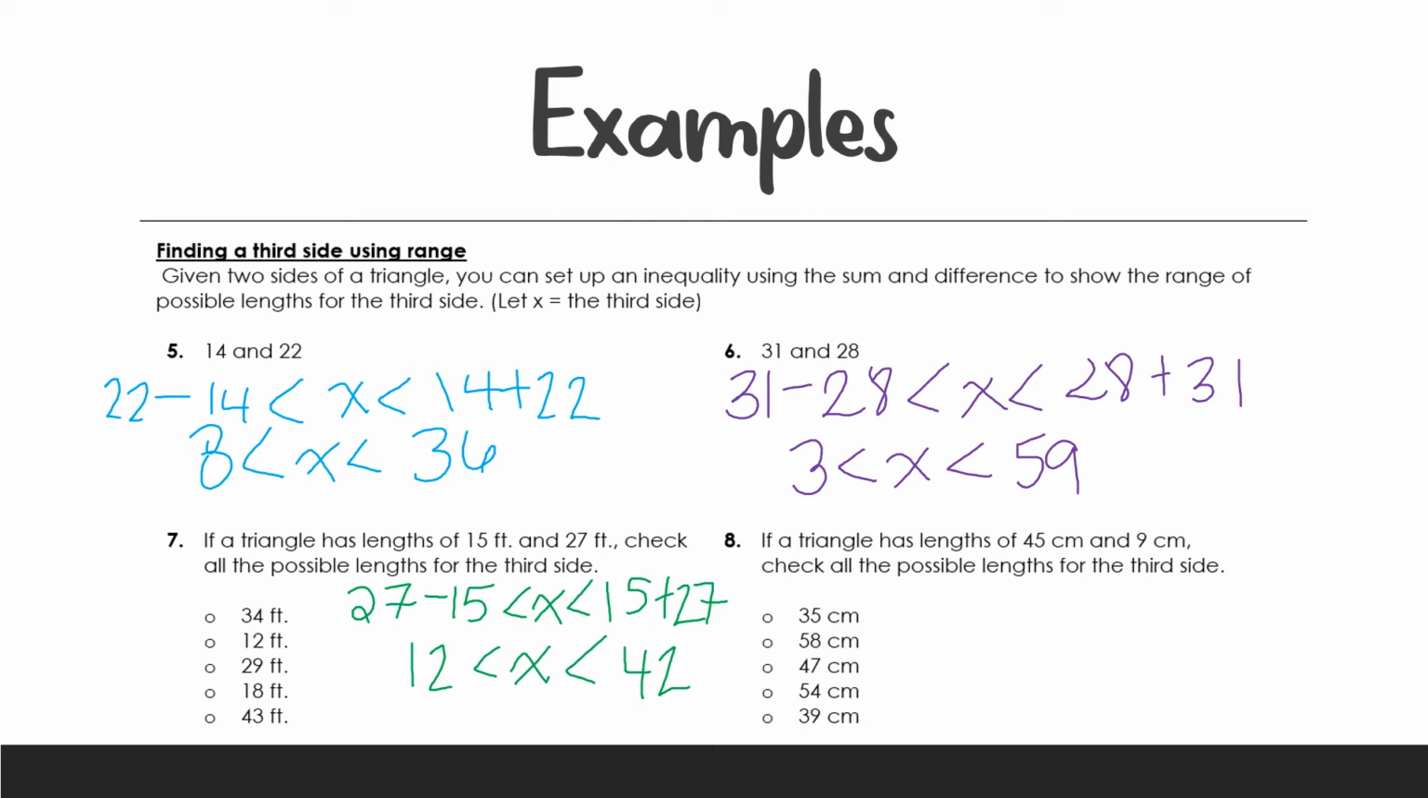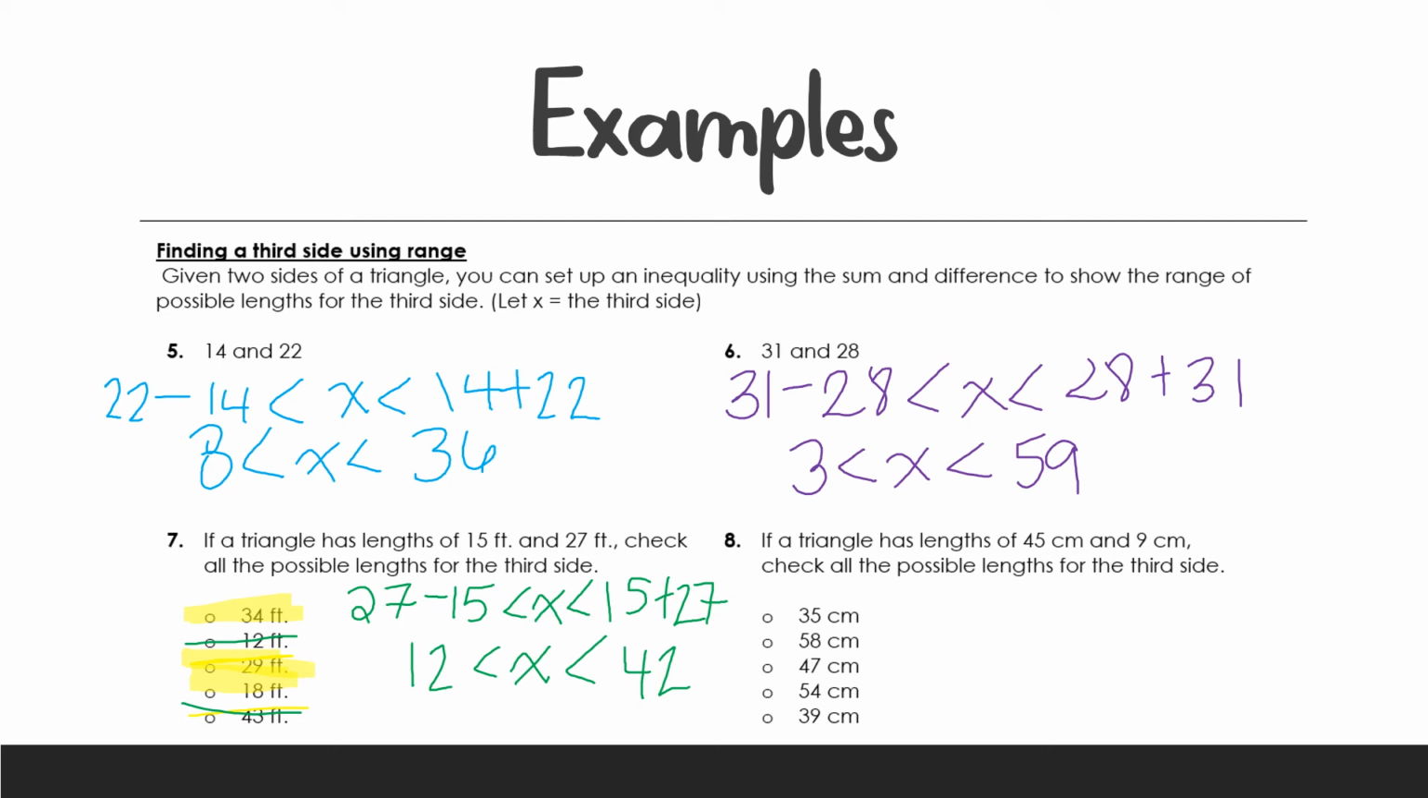So I know it says to check them. I think I'm going to highlight them just because it'll be easier on this screen. So 34 definitely falls within that range. 12 does not, so 12 is not a possibility. 29 falls within 12 to 42. 18 also falls within 12 to 42, and 43 does not. So we have 3 different possible lengths that would work for a third side of this given triangle.